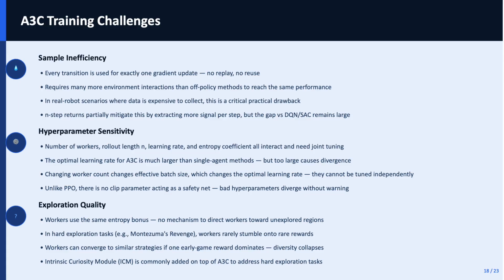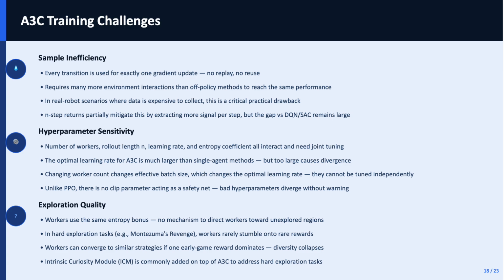A3C's three core challenges are distinct in cause but interact in practice. The sample inefficiency arises from the on-policy constraint, because each gradient is computed from data collected by the current policy. Old data becomes invalid the moment the parameters change, and every transition is discarded after a single use.